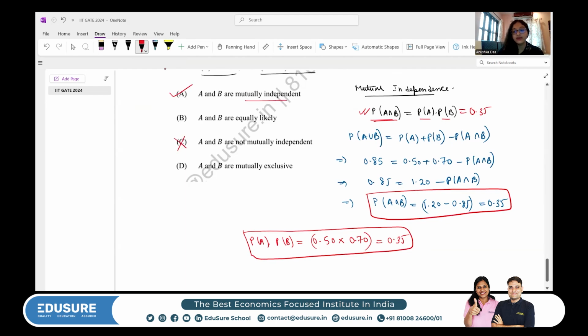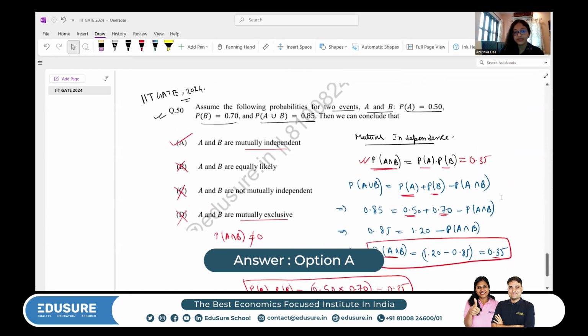Now A and B, is it equally likely? Equally likely means A and B have equal probabilities. But we know here that probability A is 0.50 and probability B is 0.70. So they are not equal. So this option is also not correct. And for mutual exclusiveness, you have to check this. If this criterion is satisfied, then they are mutually exclusive, otherwise they are not. Since we know that probability A intersection B is 0.35, it is not equal to 0. So this option is also not correct. So your correct option is A, A and B are mutually independent, right? This is your answer, option A.